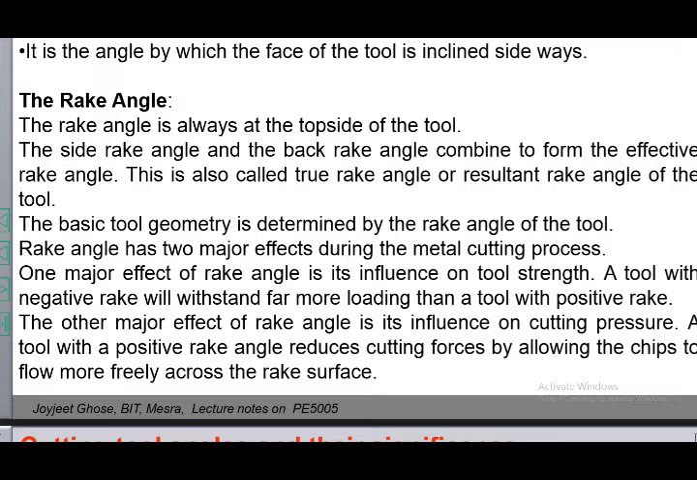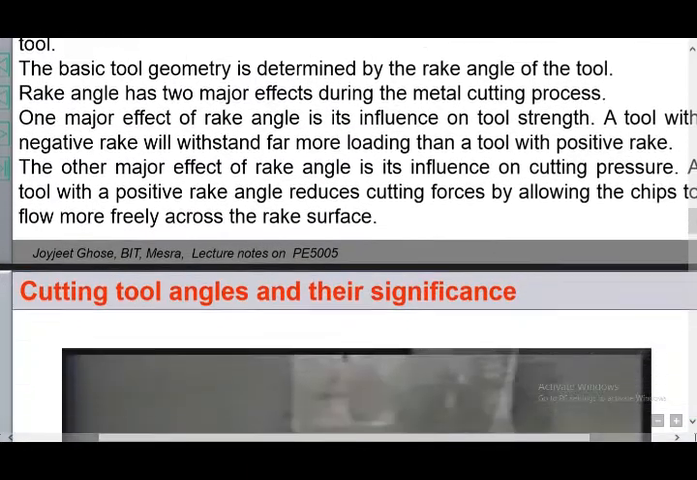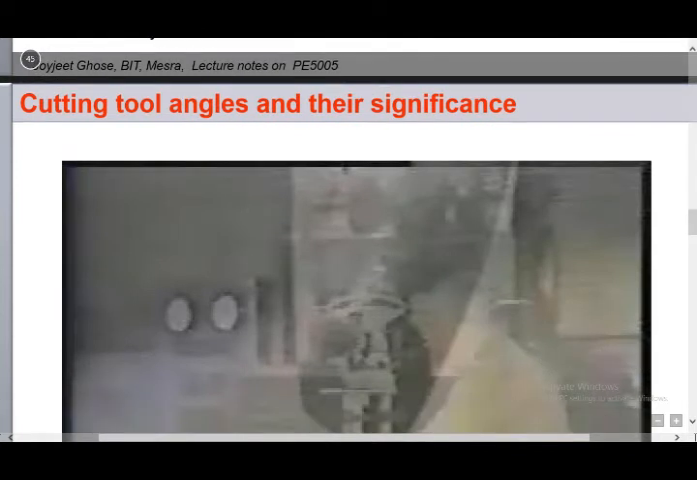In the previous lecture we discussed that there are three types of rack angles: positive rack angle, negative rack angle and neutral rack angle. And here also, it influences the cutting pressure. A tool with a positive rack angle reduces the cutting force by allowing the chip to flow more freely across the surface. Cutting tool angles and their surfaces.